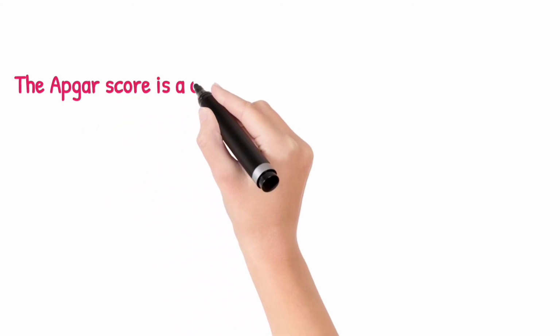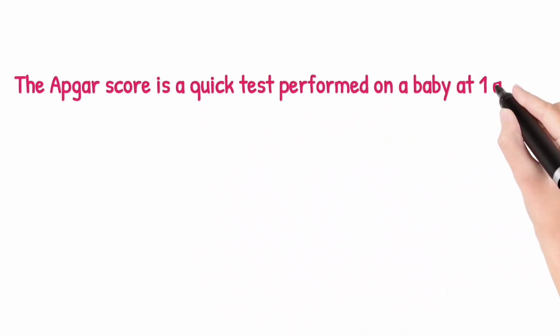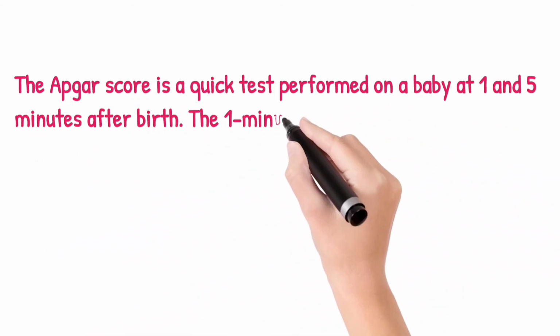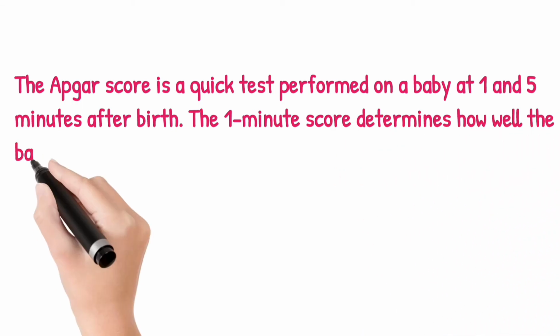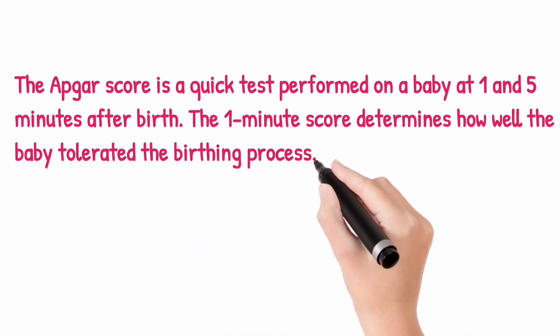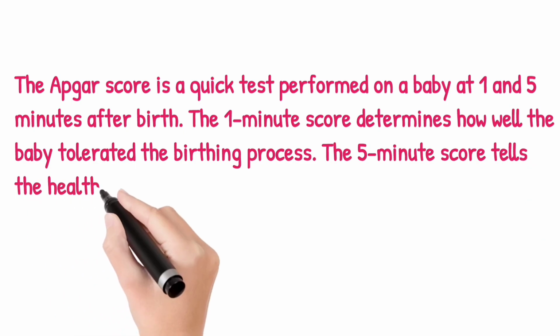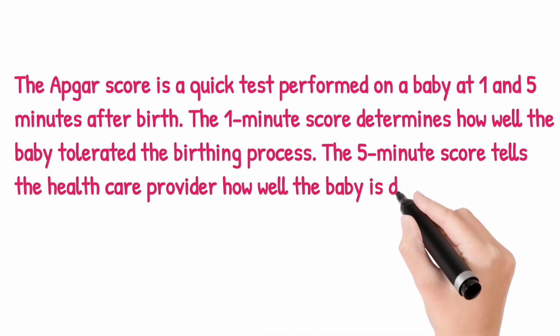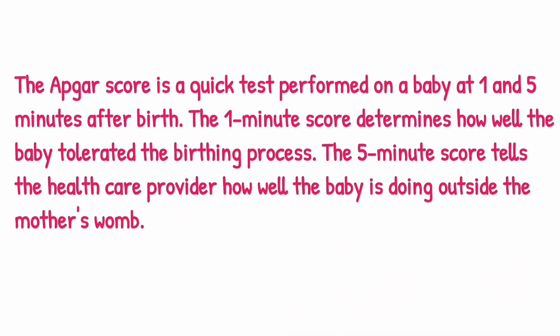The Apgar score is a quick test performed on a baby at 1 and 5 minutes after birth. The 1-minute score determines how well the baby tolerated the birthing process. The 5-minute score tells the healthcare provider how well the baby is doing outside the mother's womb.